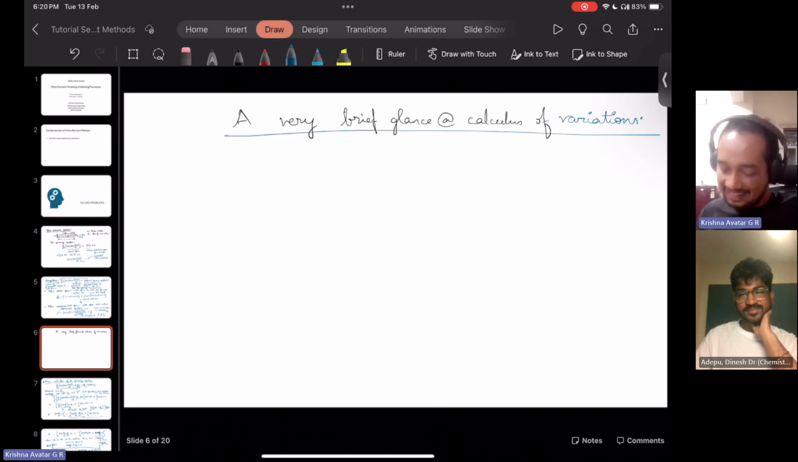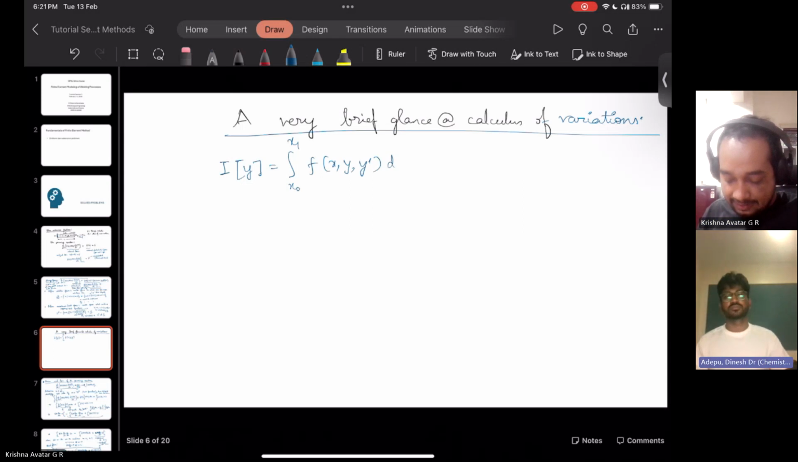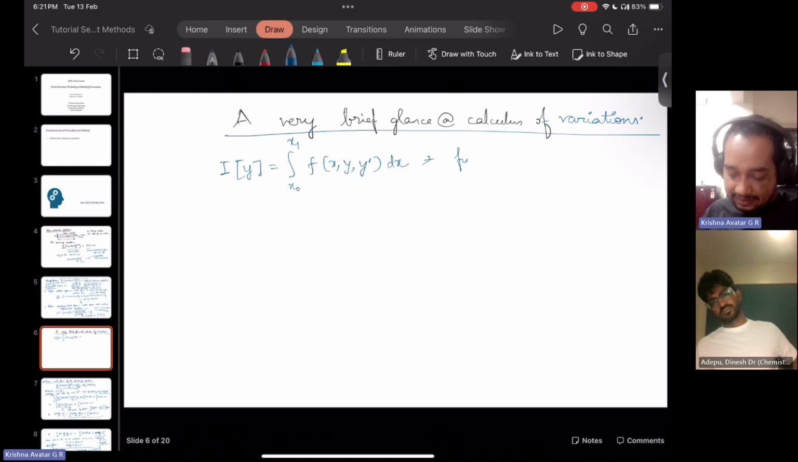I think this will clear up all the doubts here. As per the calculus of variations, we start with some function: I equal to the integral from x naught to x1 of a function of x, y, y prime, dx. This is called a functional.